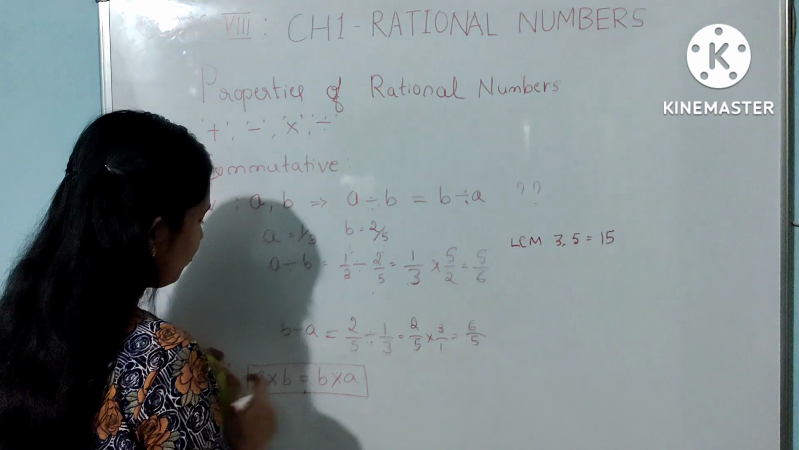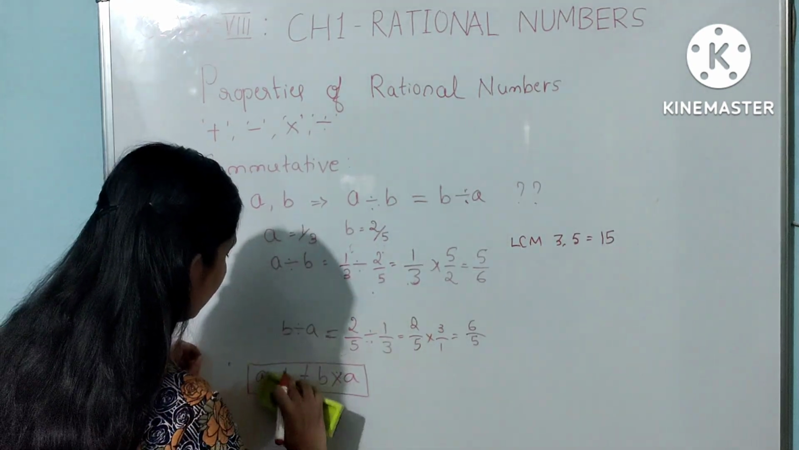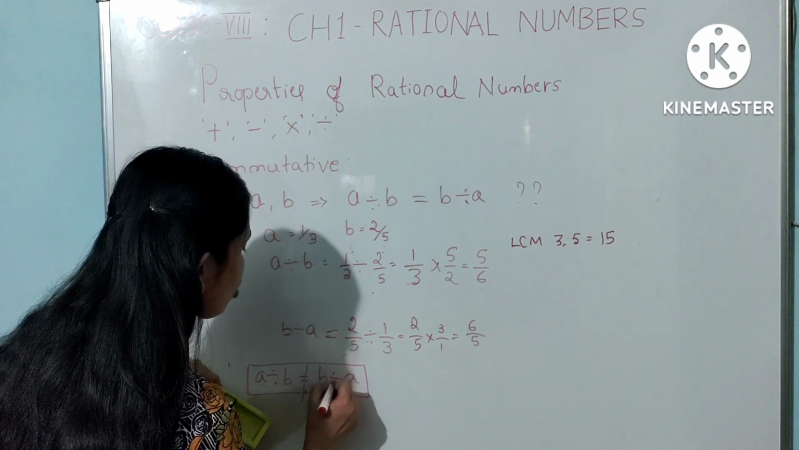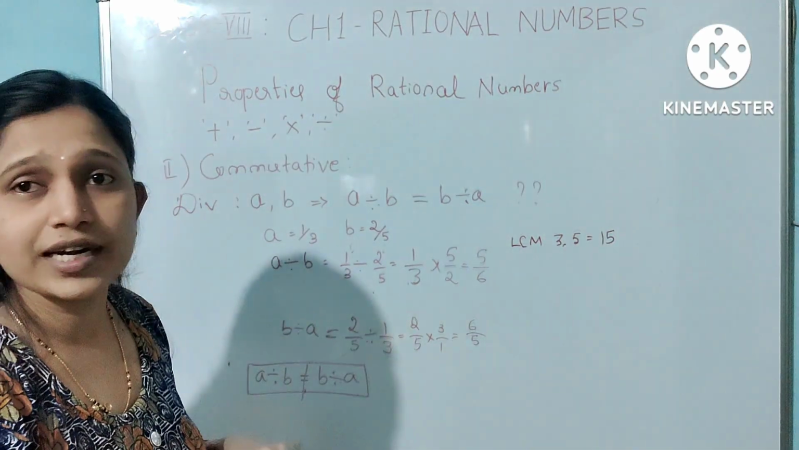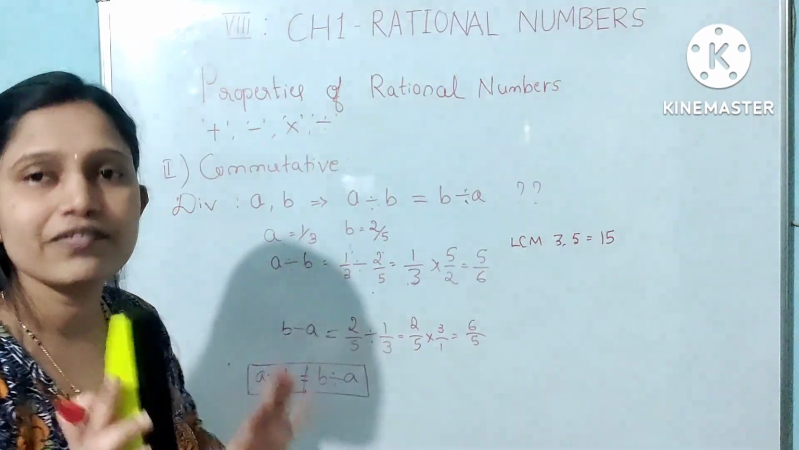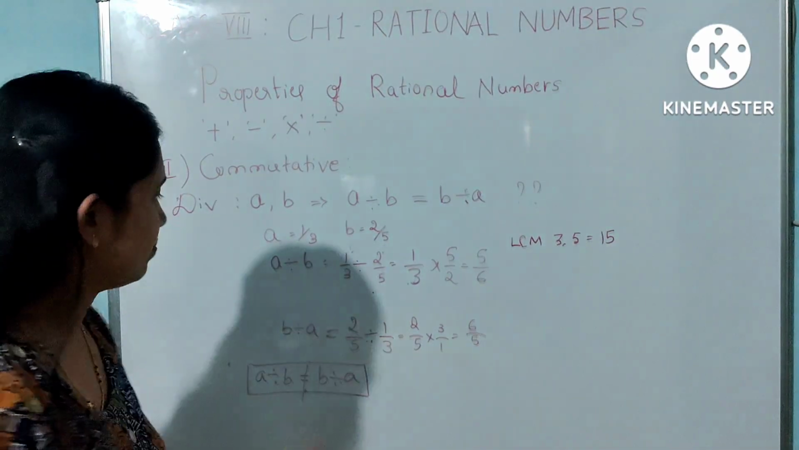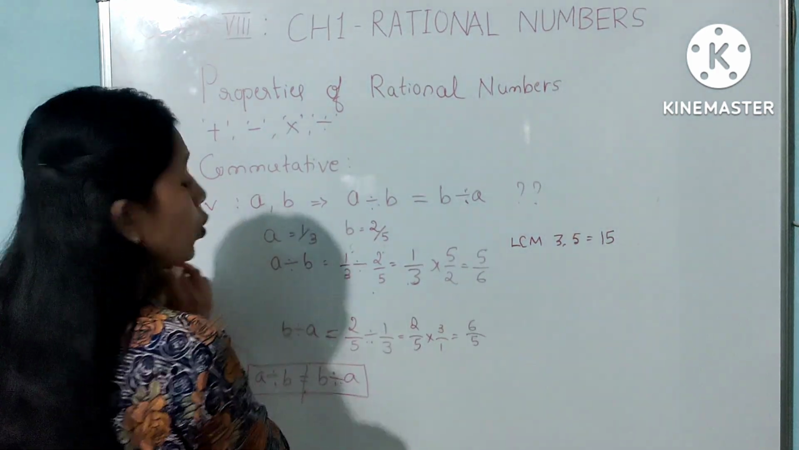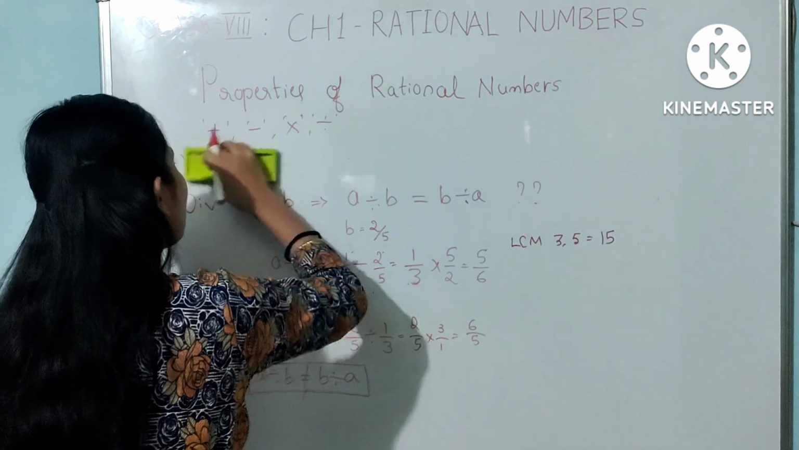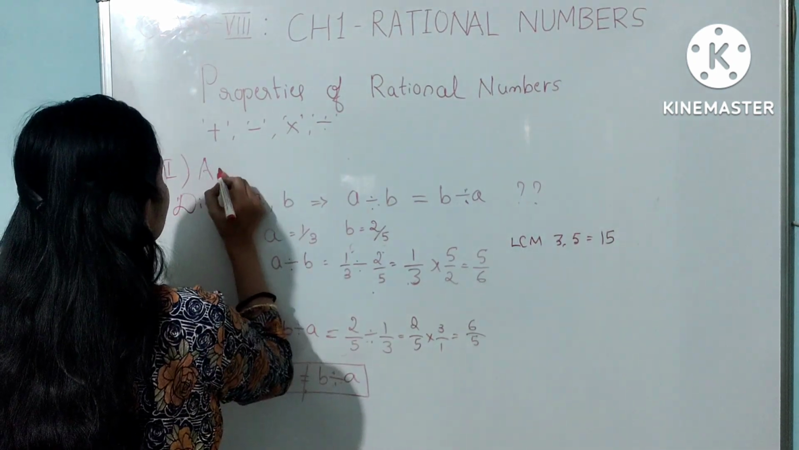Check whether a divided by b is equal to b divided by a. No, right? So division is not commutative, as we concluded here. Division is not commutative for a given rational number. Okay. So our next property is associativity. So we'll move to associativity.